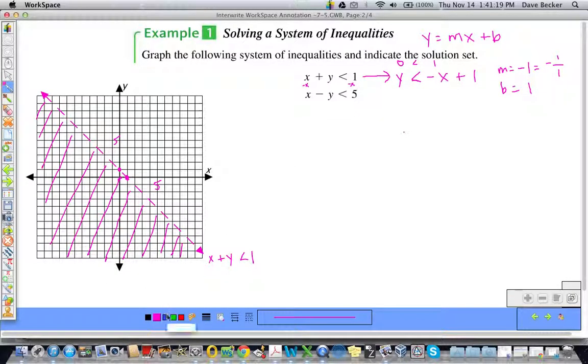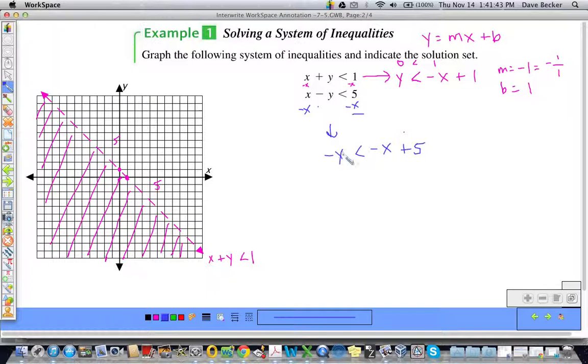So now I'll do this other one in blue, and I'm going to solve it by subtracting x from both sides, minus x. So that gives me negative y is less than negative x plus the 5.